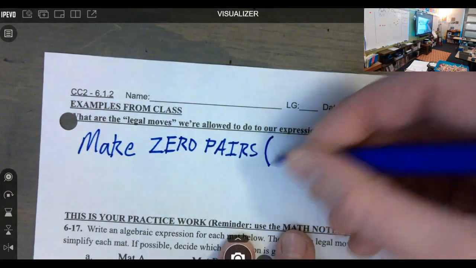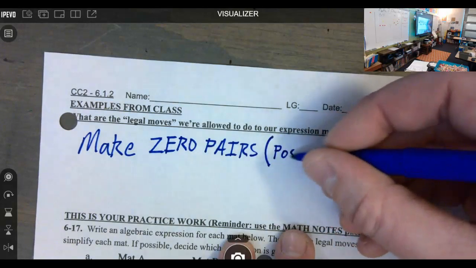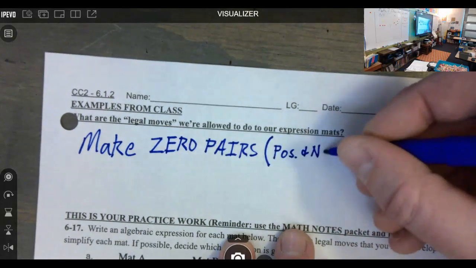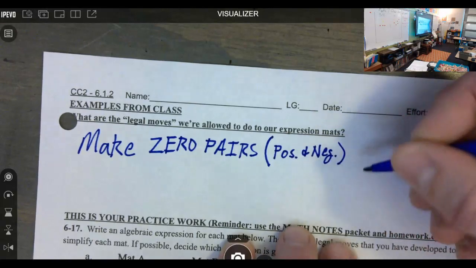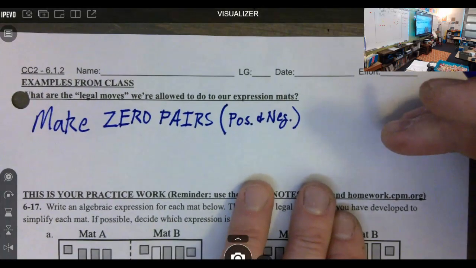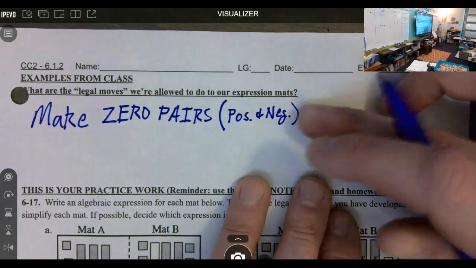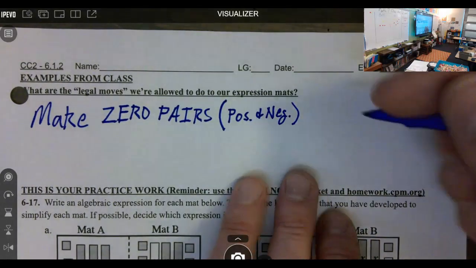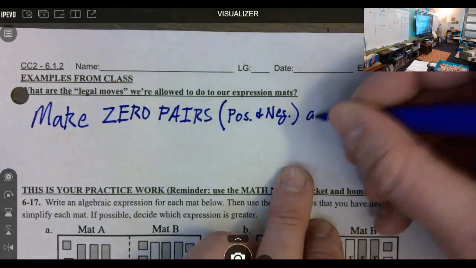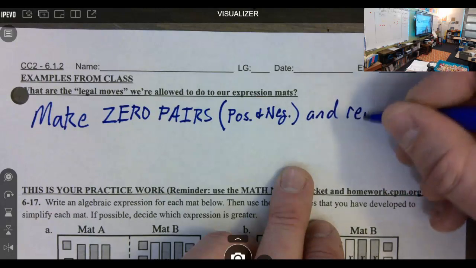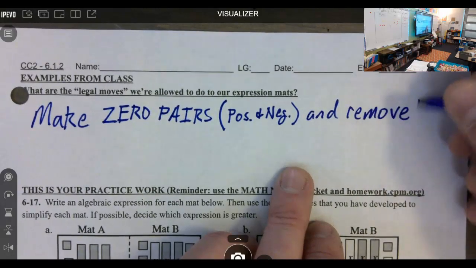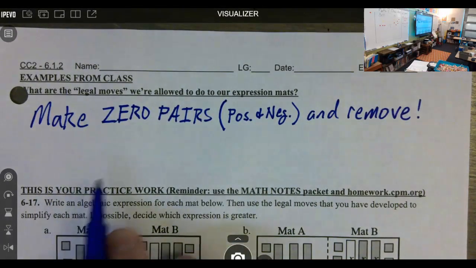Now, if you need that reminder of like a positive and a negative, can I just put P plus N? I mean, it's your notes. These are for you. So, yes, whatever works for you. You got that, Mr. Hudson. And remove, right? Because they're 0, we can remove them. All right, that's what Raiden had us do.